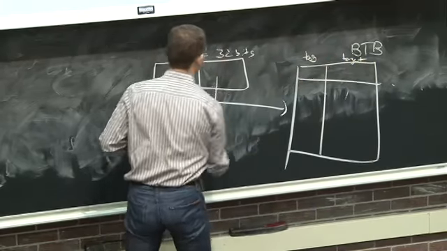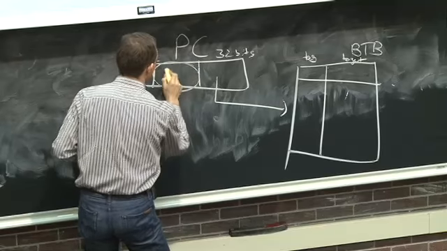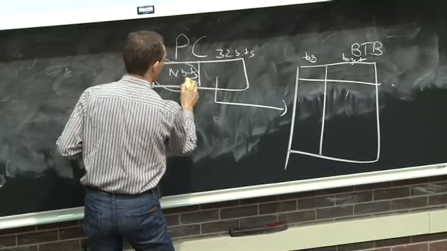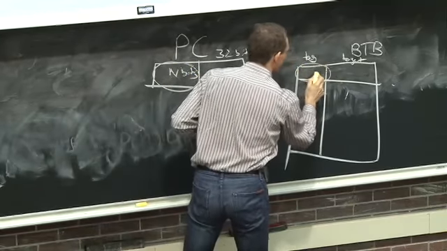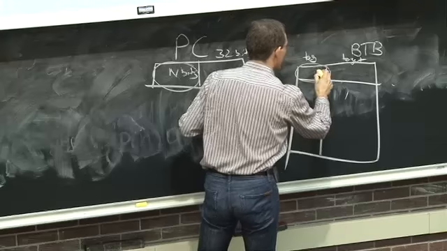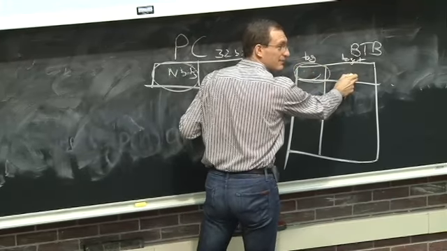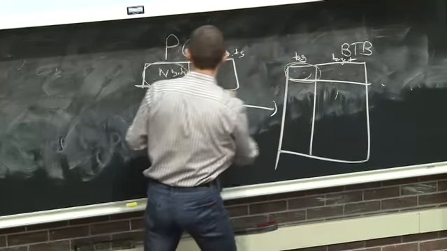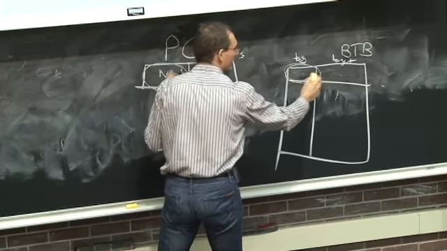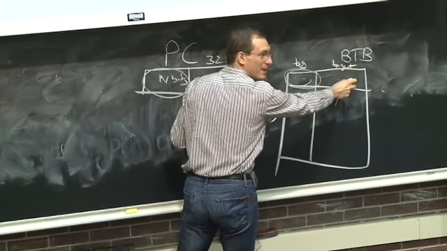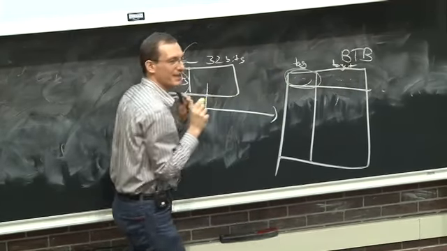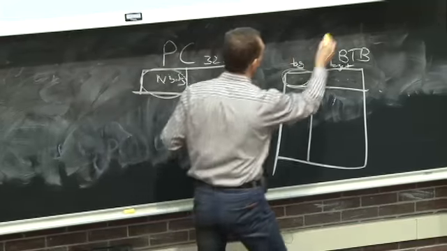And what is this tag? Let's say this is n bits. This tag tells you which top n bits of the program counter this target is associated with. If these two n bits match, then you have the target for that program counter. So it's an associative memory. Does that make sense?